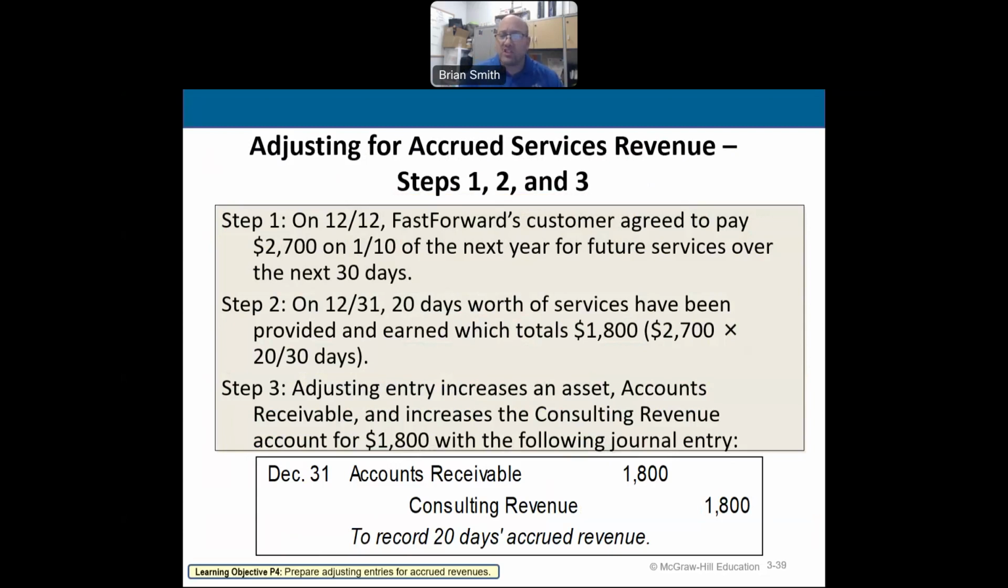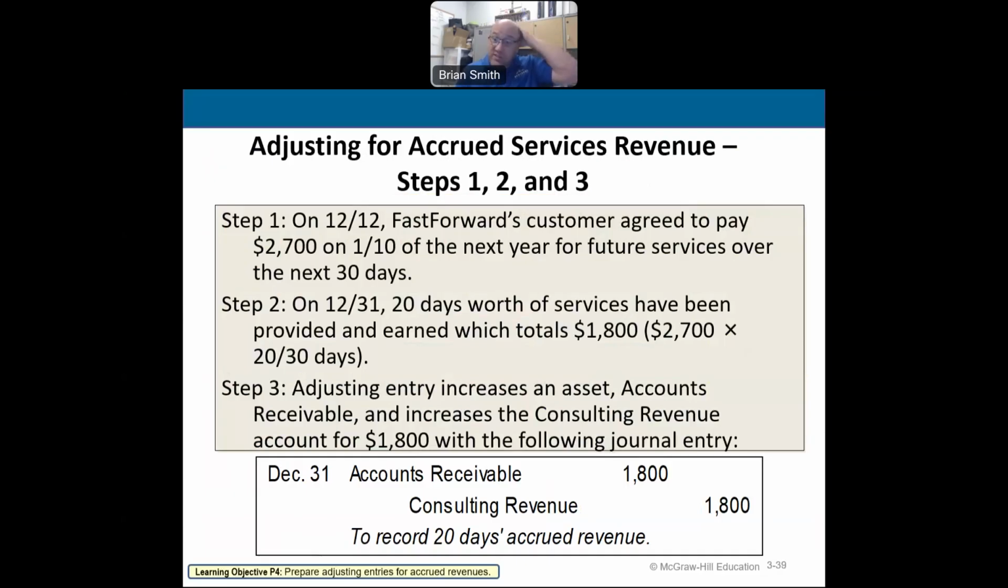In this situation, our customer agreed to pay us $2,700 on January 10th for future services over the next 30 days. This occurred on December 12th. Well, 20 days worth of services occurred from December 12th to December 31st. So we take the $2,700 that they owe us, and we multiply it by 20 over 30, or 2/3 of it. We recognize that as revenue, in this case, $1,800. And so we make our adjustment, debit accounts receivable for $1,800, credit consulting revenue for $1,800.